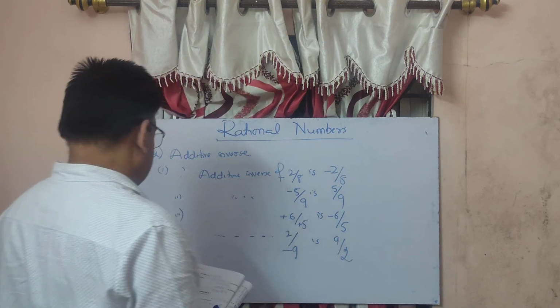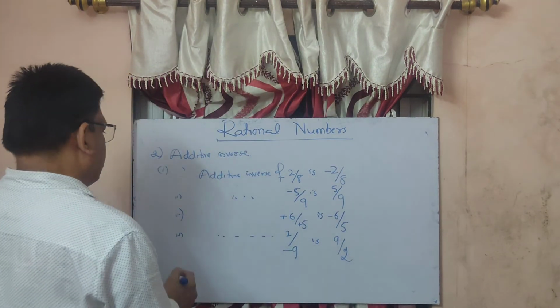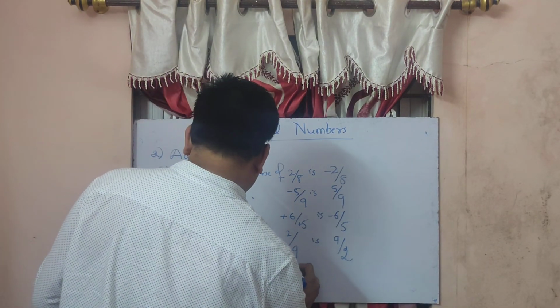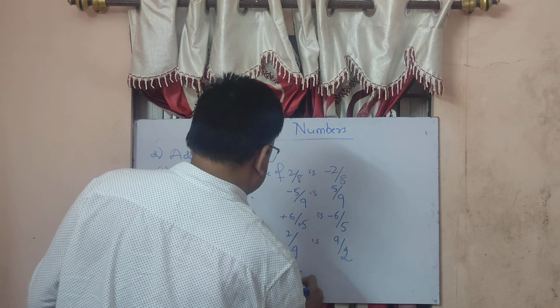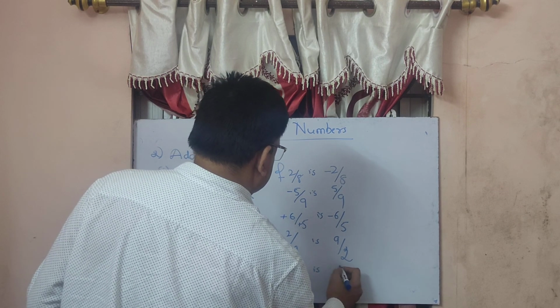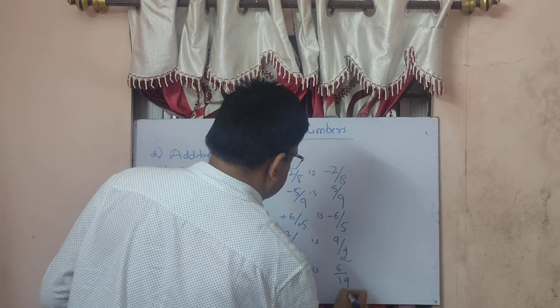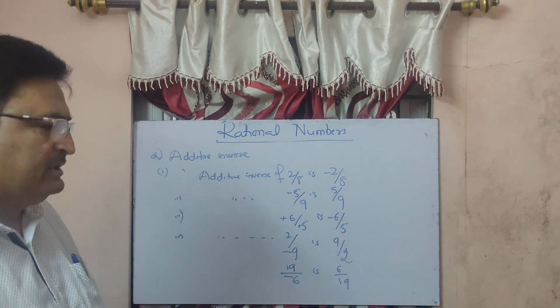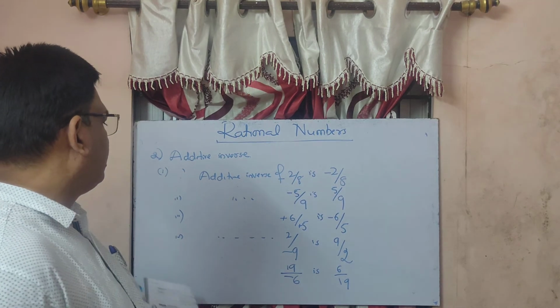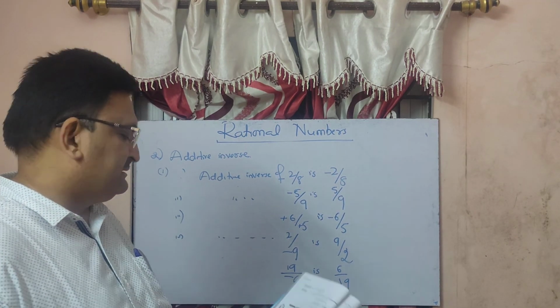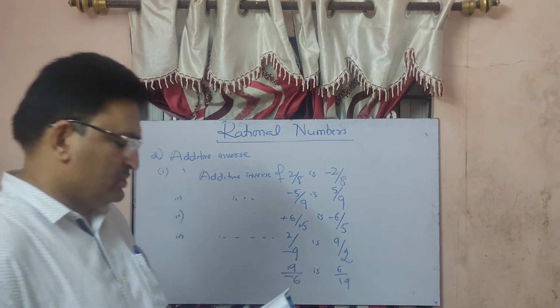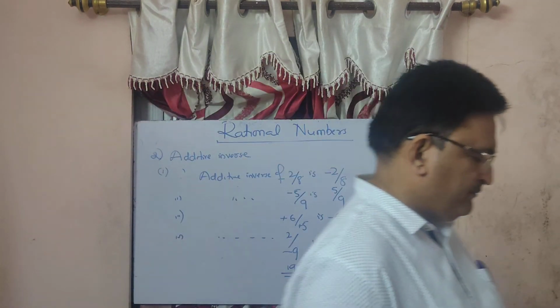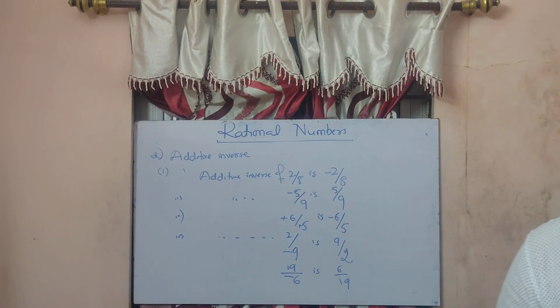Okay, now the next number is 19 upon minus 6. So it is 6 upon 19. The additive inverse of 19 upon minus 6 is 6 upon 19. So this is how the additive inverses are calculated.